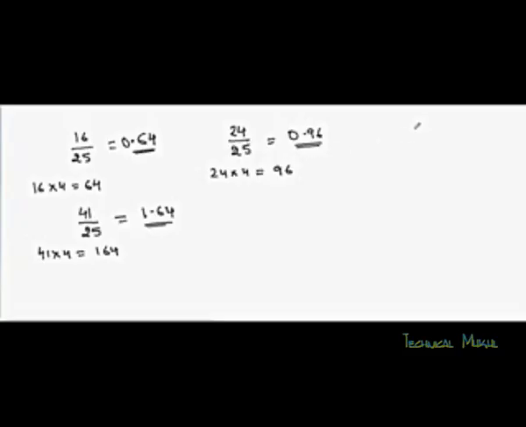So again, the trick is simplified as this. If I have 16 and I want to divide by 25, that's equal to 16 into 4 divided by 100. I'm multiplying these two numbers and dividing by 100, and that's why I put a decimal after two digits from the right. So it's equal to 64 divided by 100, and that's equal to 0.64.